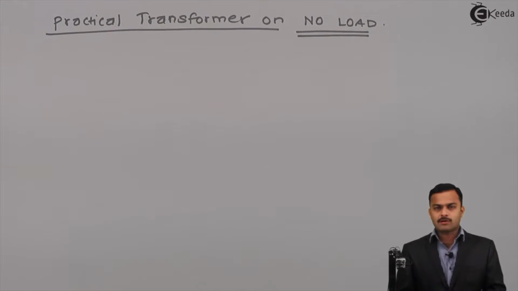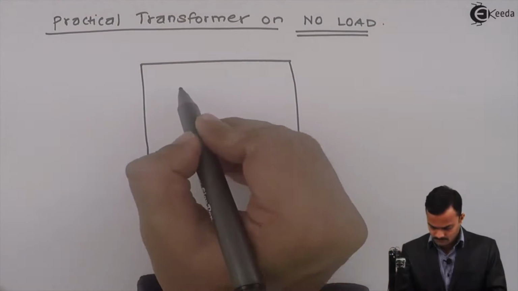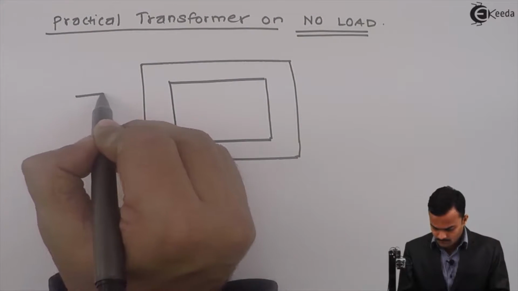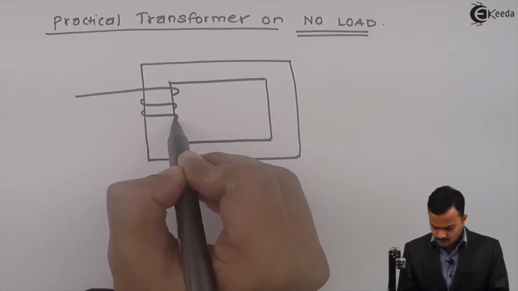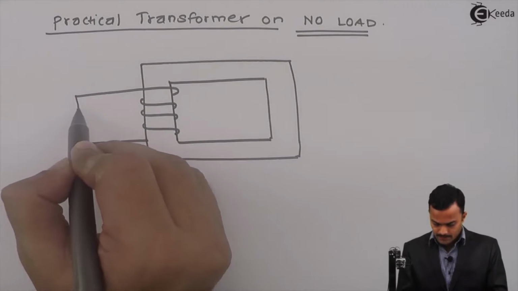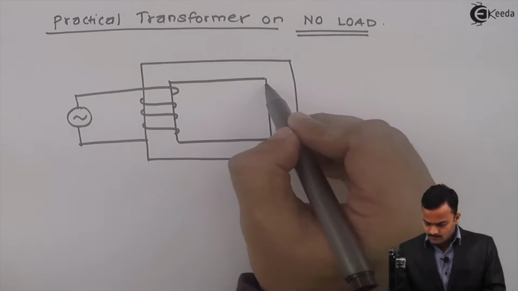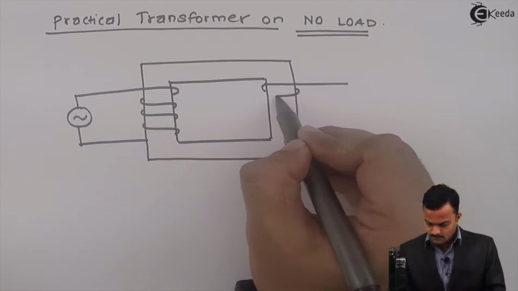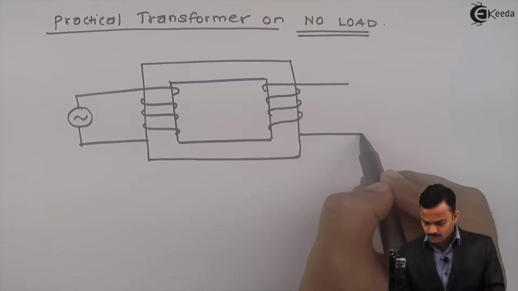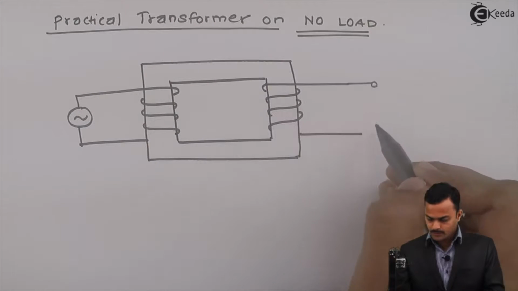So I will draw this transformer structure once again. So it's a core. This is the primary winding because I am giving supply to this coil. And this is the secondary winding. Right now it is not loaded, so it's an open end.